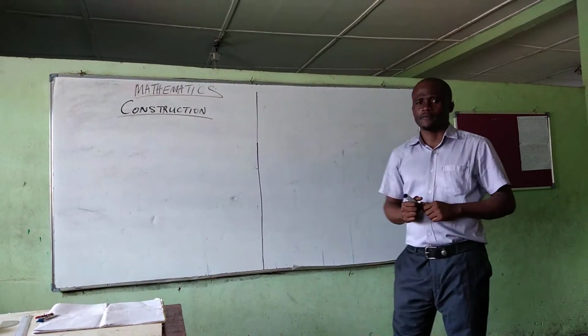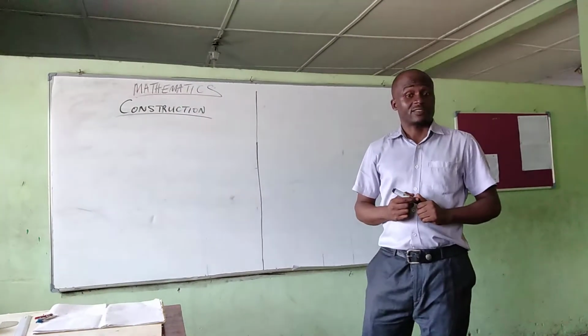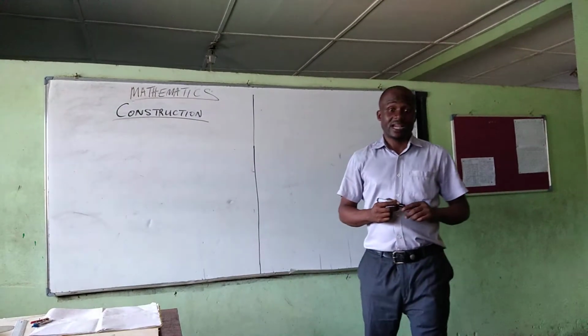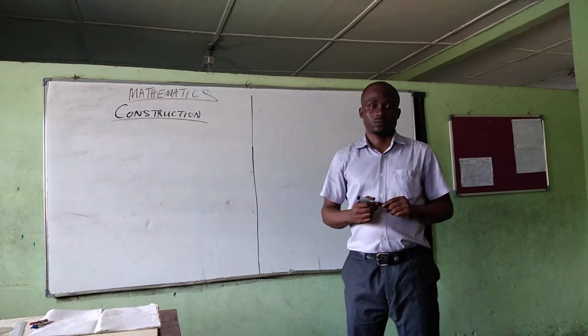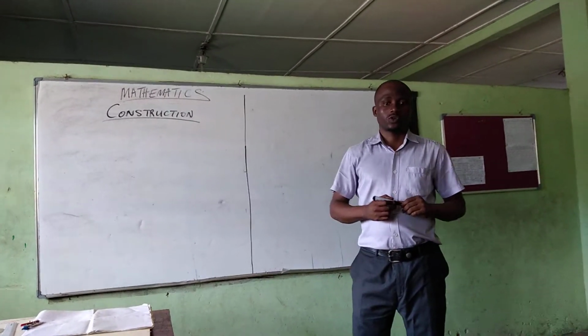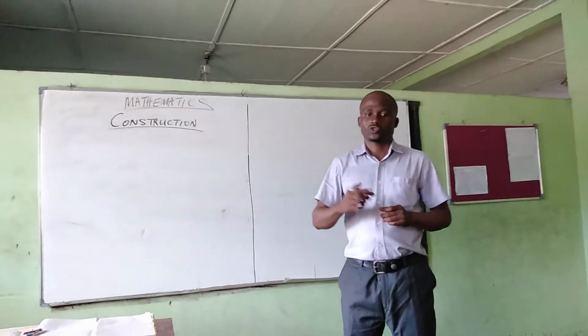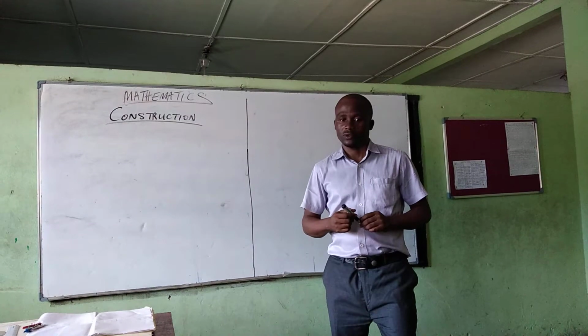But before I proceed, I want you to look at the objective of today's lesson. The objective of today's lesson is that at the end of this lesson, you should be able to: 1, define construction; 2, construct a perpendicular line; and 3, construct some special angles and bisect a given angle.